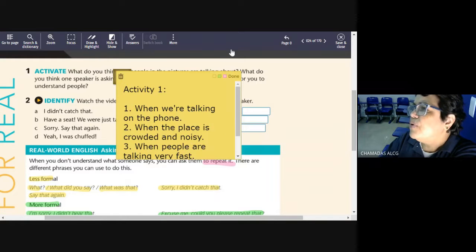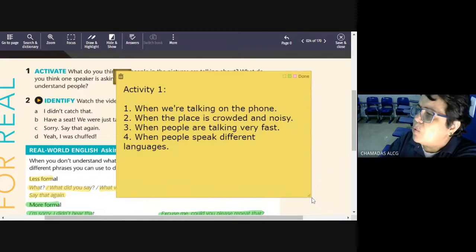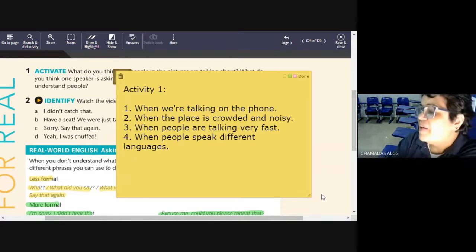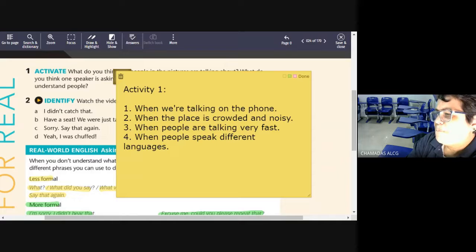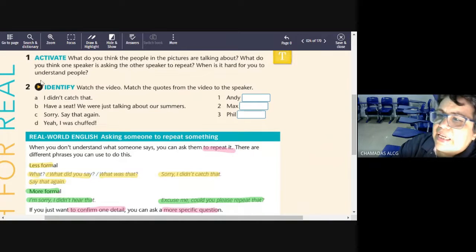I'm going to make it bigger if you want to copy or take a picture. Okay? Yes? Did you copy or did you take a picture? So can I close? Yeah? Okay. Now, let's go to activity number 2.